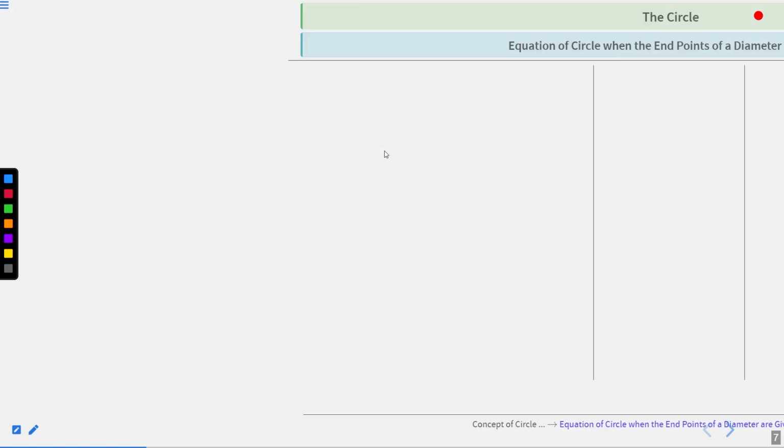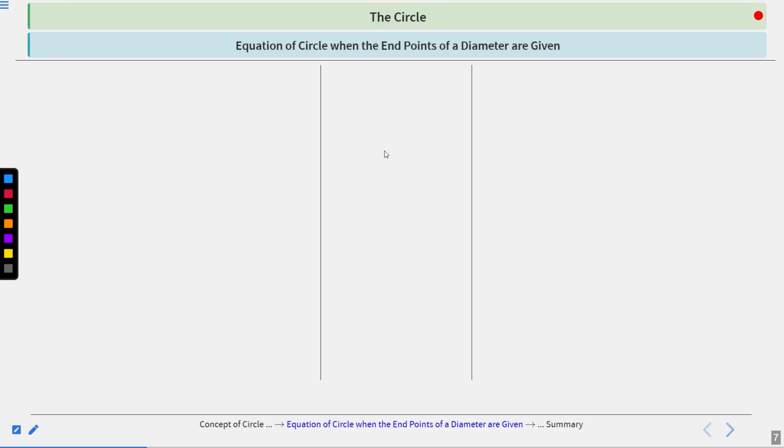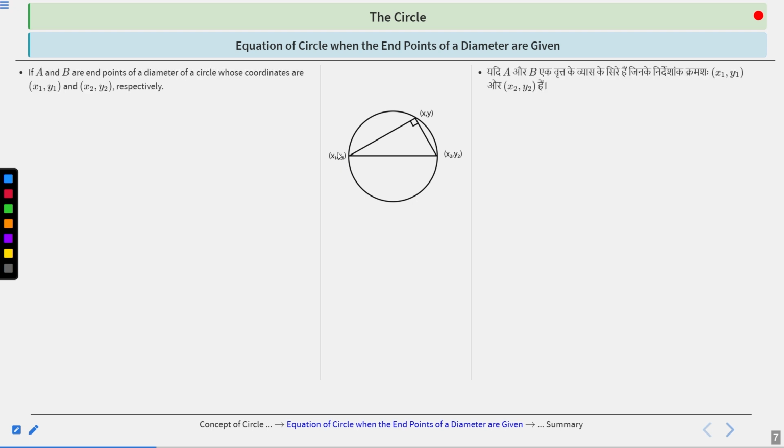Now let us see equation of circle when the endpoints of diameter are given. So suppose we are given a circle and endpoints of diameter (x1, y1) and (x2, y2) are given. So how can we make an equation of circle having endpoints of diameter given? If A and B are points of a diameter of a circle whose coordinates are (x1, y1) and (x2, y2) respectively, then the equation of circle is (x minus x1) into (x minus x2) plus (y minus y1) into (y minus y2) equal to 0.